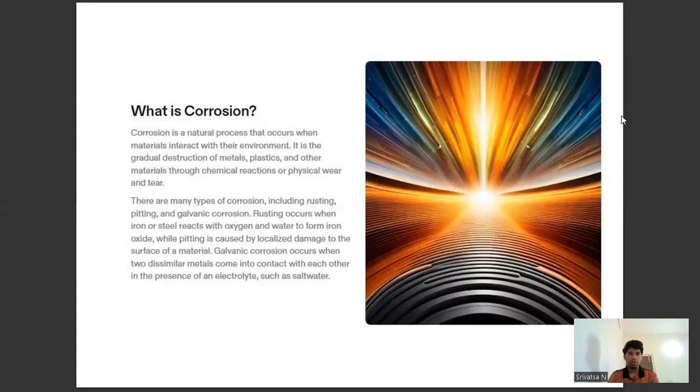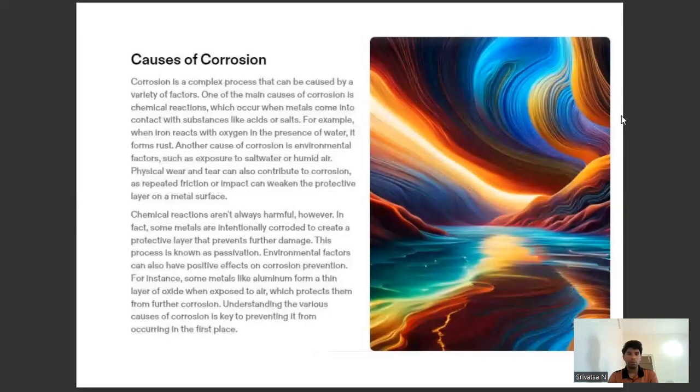What is corrosion? Corrosion is the natural process that occurs when materials interact with their environment. It is the gradual destruction of metals, plastics, and other materials through chemical reactions or physical wear and tear. There are many types of corrosion, including rusting, pitting, and galvanic corrosion. Rusting occurs when iron or steel reacts with oxygen and water to form iron oxide, while pitting is caused by localized damage to the surface of the metal. Galvanic corrosion occurs when two dissimilar metals come into contact with each other in the presence of electrolytes such as salt water.